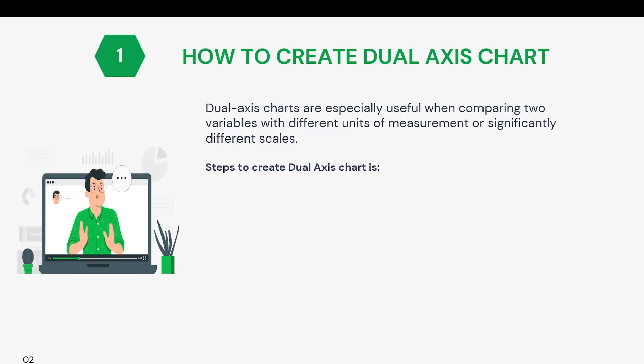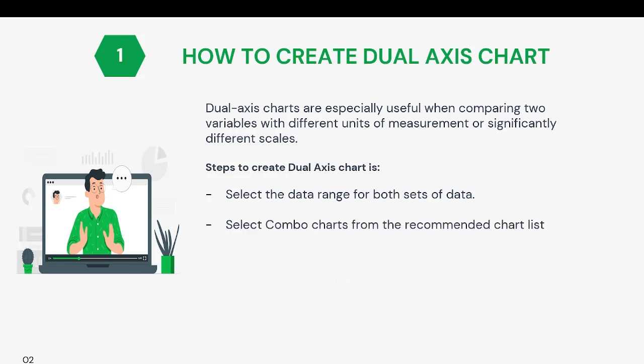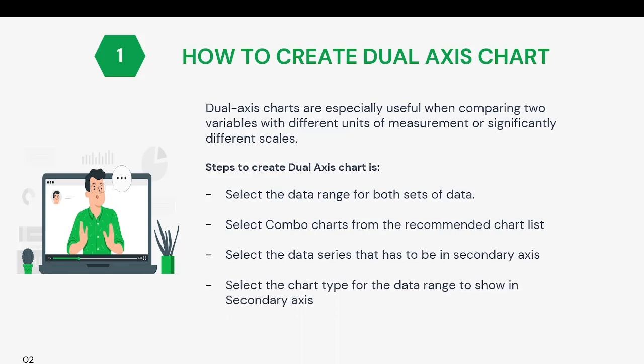Steps to create dual axis chart is: select the data range from both sets of data. Select combo charts from recommended chart list. Select the data series that has to be in secondary axis. And select the chart type for the data range to show in secondary axis. Let's move on to our Excel file to understand this better.